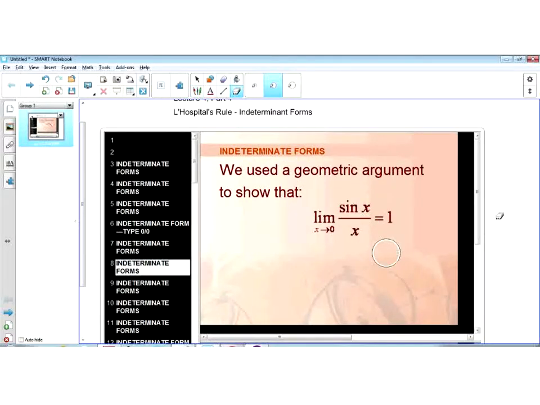Now, we've already demonstrated a geometric or trigonometric argument using the squeeze theorem for this limit, and of course you can also verify this limit by using a tabular approach.